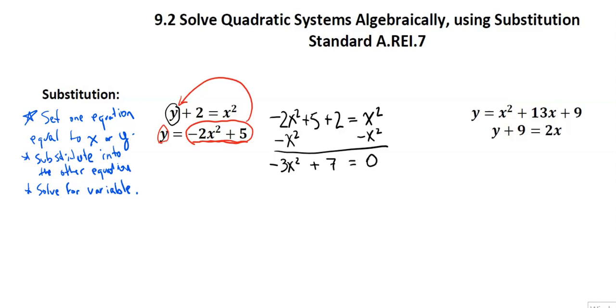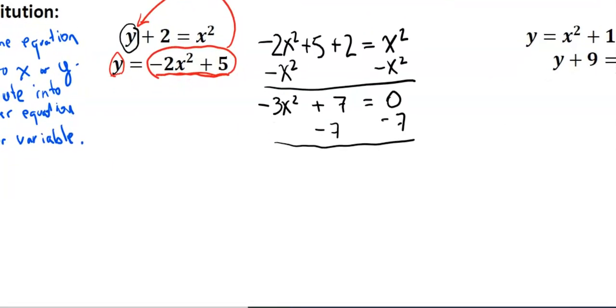Now we've got a few different options to solve this. I think the easiest way, since we've got no x term in the middle, we wouldn't want to factor it necessarily. So I'm just going to solve it like you would with square roots. So I'm going to subtract 7 from both sides, and I get negative 3x squared equals, this cancels on the left hand side, and we get negative 7 over here. Then we divide by negative 3.